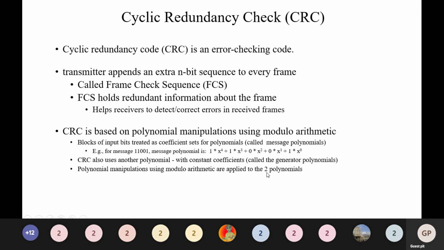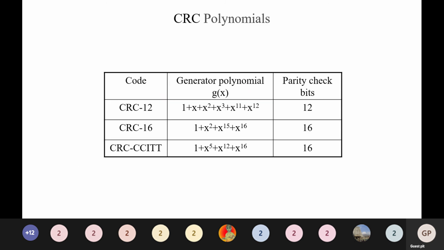These are the standard CRC polynomials. You have the codes CRC-12, CRC-16, and CRC-CCITT. So these are standard generator polynomials, 1 plus x squared plus x power 3 and so on, with parity check bits 12, 16 and 16.